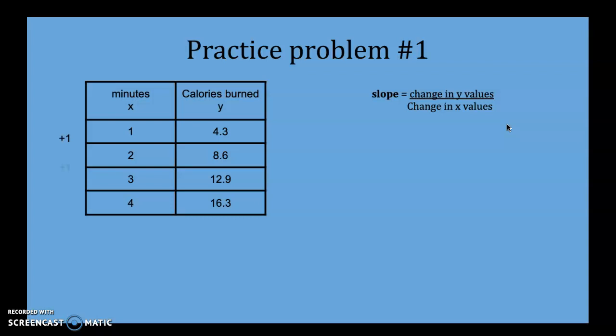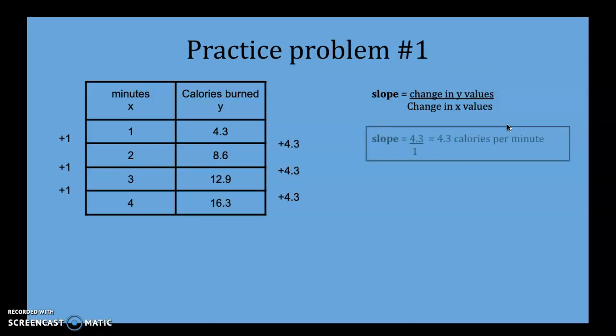So if I look at my minutes, it's increasing by 1 minute each time. If you look at your calories burned, it's going up by 4.3. Obviously, I'm doing this for you, but you'd want to do some subtraction there and figure out what it's increasing by. Okay, now sometimes it will decrease, remember, but this time everything's increasing. So our slope then would be that calories, the 4.3 calories per minute, right?